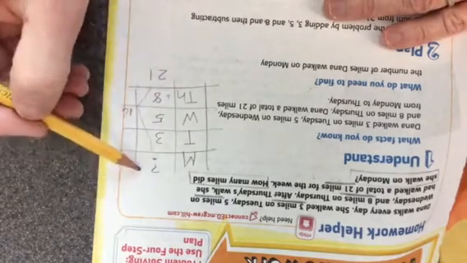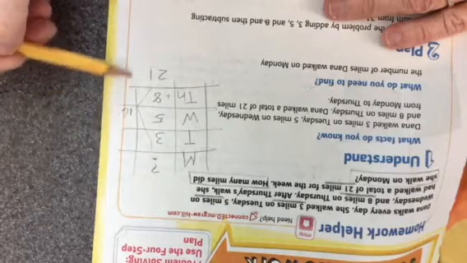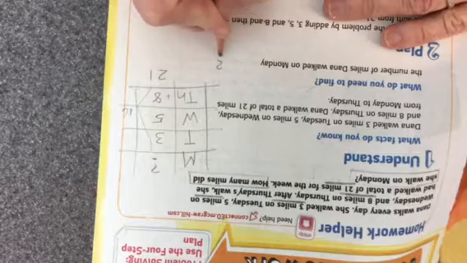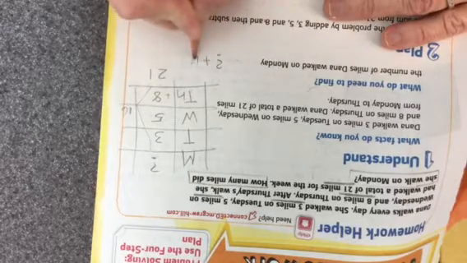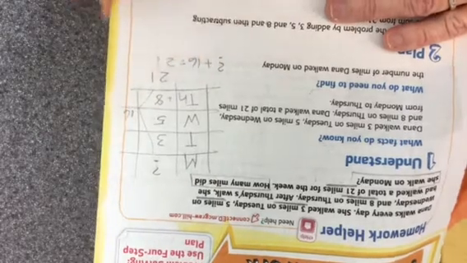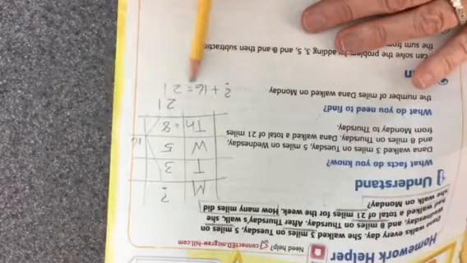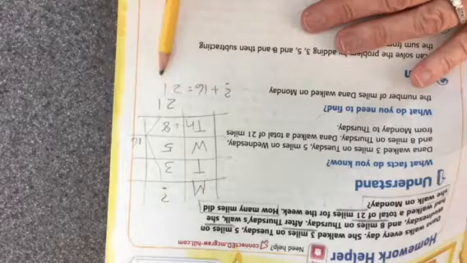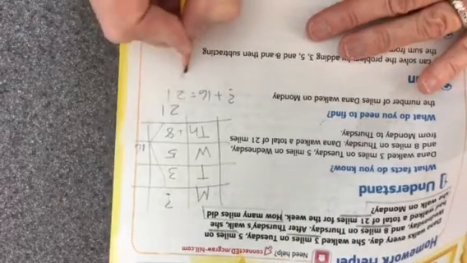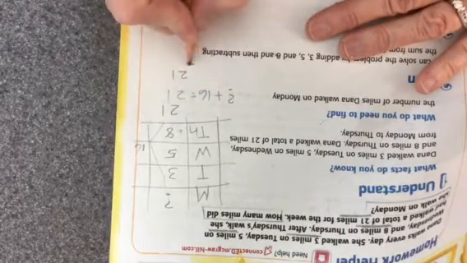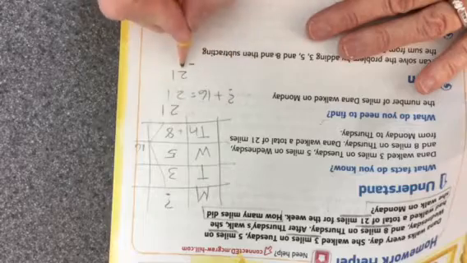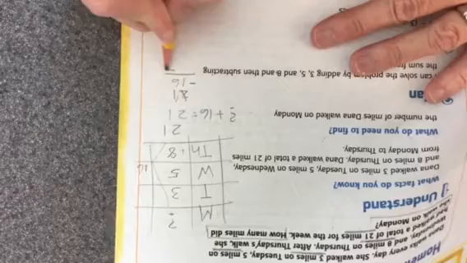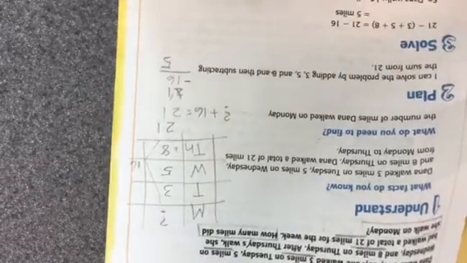So I need to ask myself, what number plus 16 equals 21? Now, that's kind of a hard thing to do. I could start on 16 and then count to 21. Or another thing I can do is just the opposite, the opposite operation. So I can do 21 minus 16 to get the answer. Okay, and I have an answer of 5.